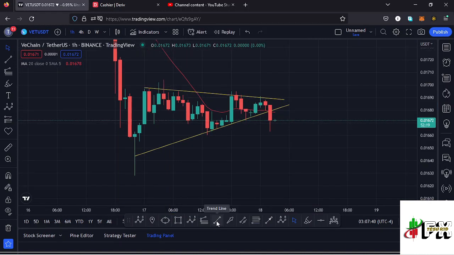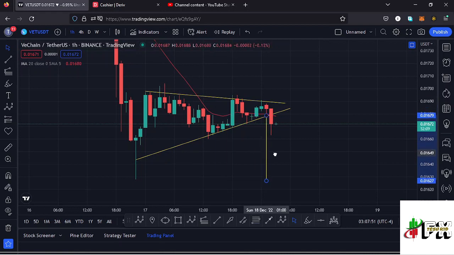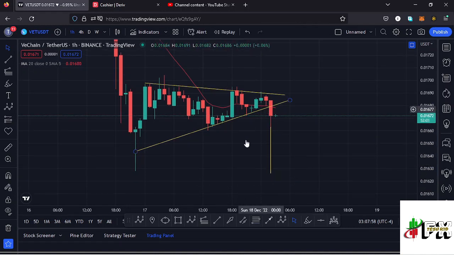to the lower side. And to give you a minimum target area to the lower side for the breakout out of this chart pattern, by getting the height of the triangle, we can get that height and then place it at the area we are seeing the breakout, and that gives me a minimum target area back to around the $0.01626 mark. And in case this plays out, there are chances of still making a new low here on the Vechain chart, and we need to be prepared for such a scenario.